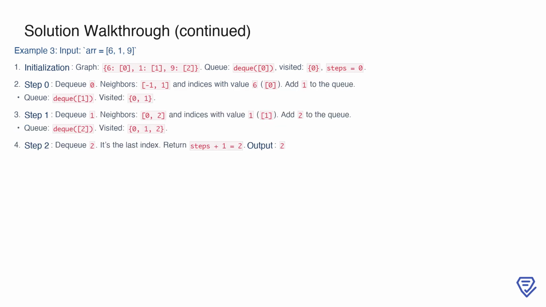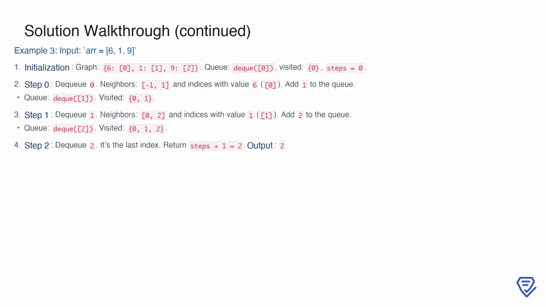In the third example, the input array is 6, 1, 9. The graph here maps 6 to index 0, 1 to index 1, and 9 to index 2. We initialize the queue with index 0, the visited set is 0, and the steps counter at 0.